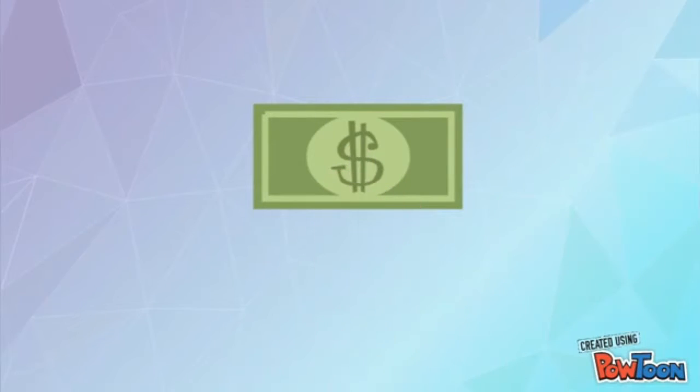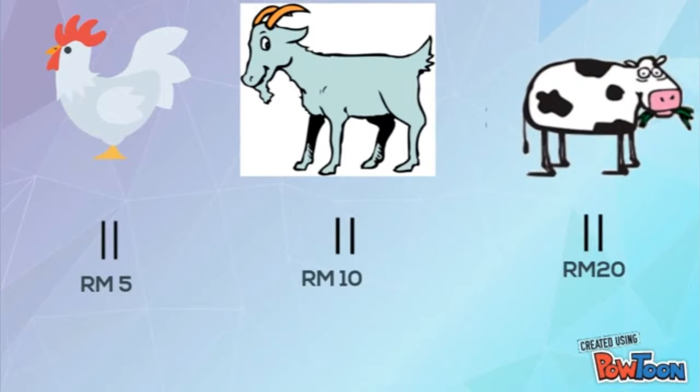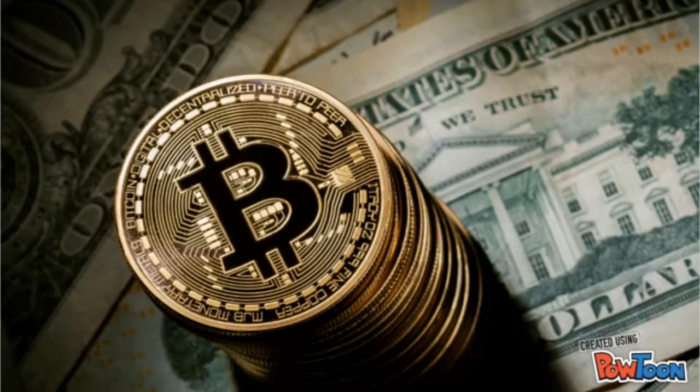If we use money, we can directly mark the price of a unit, like marking a chicken as 5 ringgit, a goat as 10 ringgit and a cow as 20 ringgit. This is convenient for people and also eases the process of transaction. Bitcoin fulfils all the purposes above.